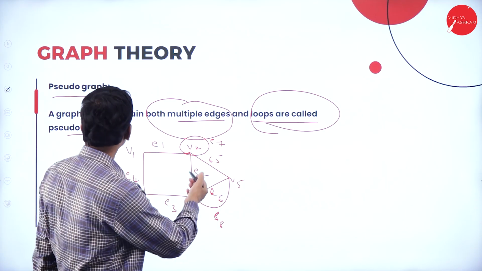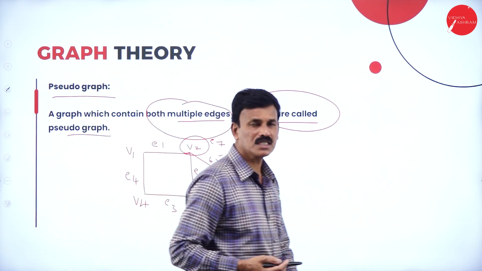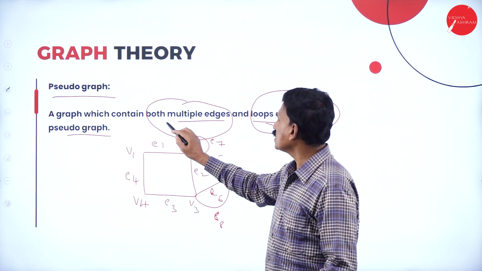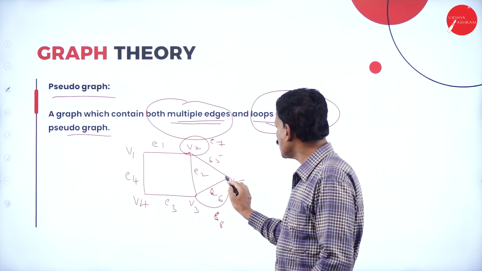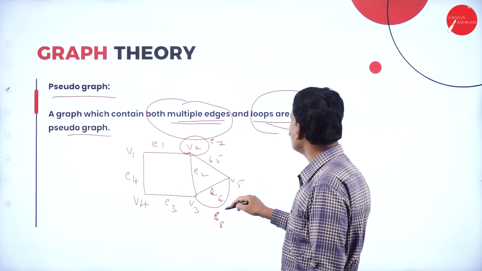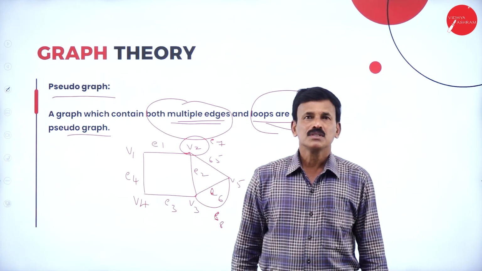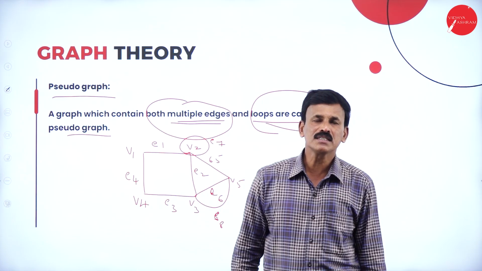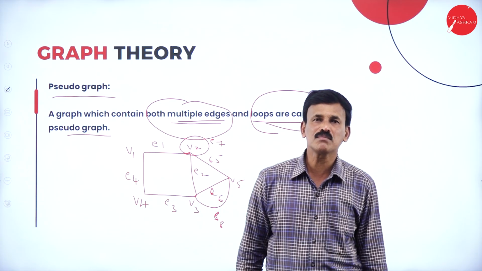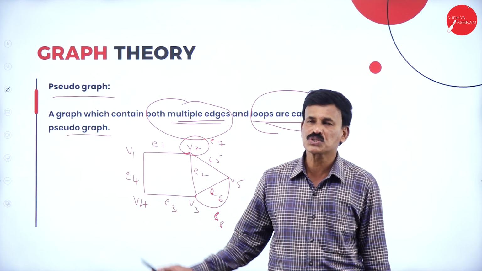So, this is an example for a pseudograph, which contains multiple edges as well as the loops. This is an example for a pseudograph, okay. So, a graph containing a self loop as well as the multiple edge is called as a pseudograph.